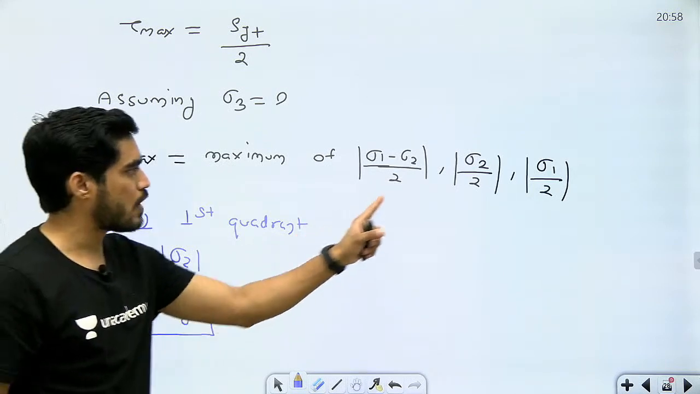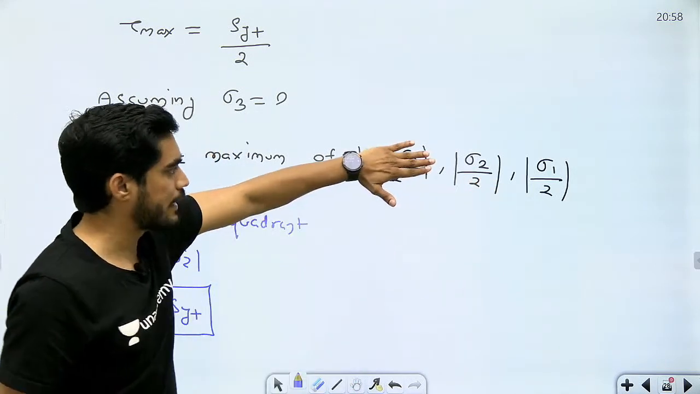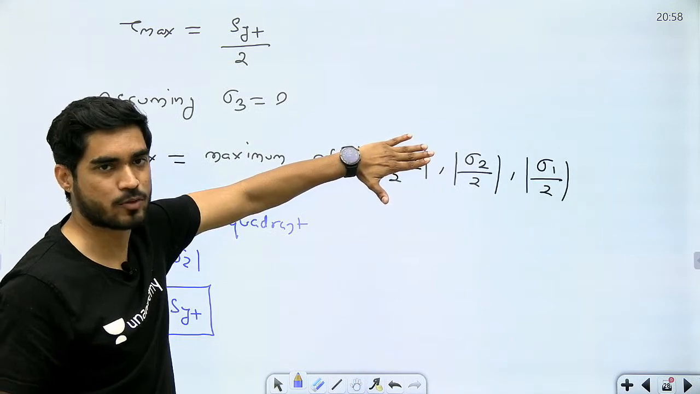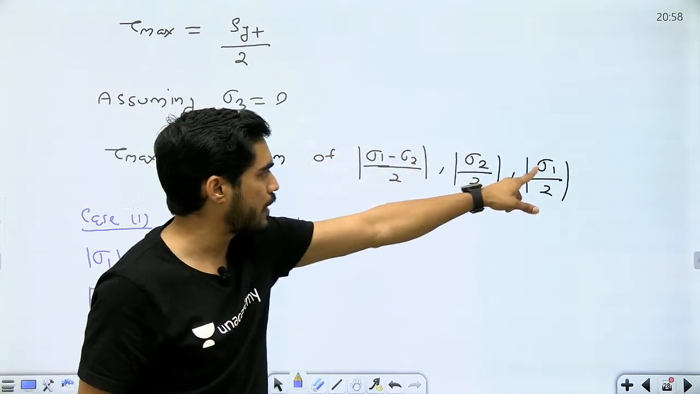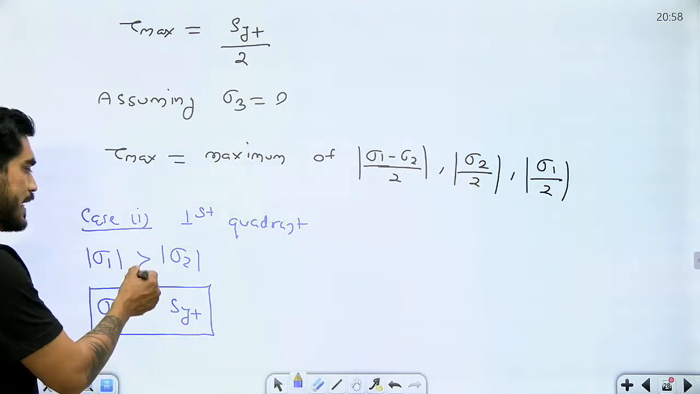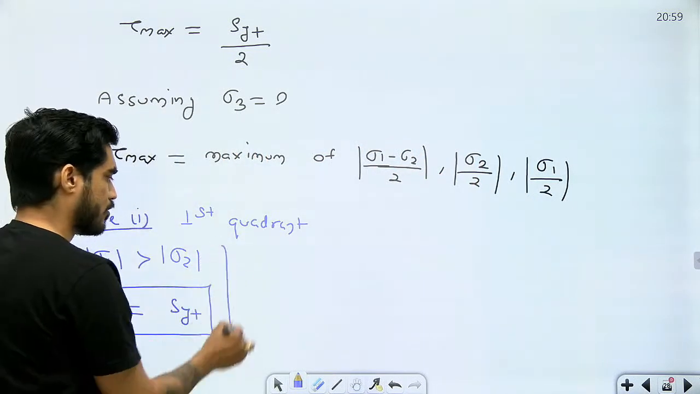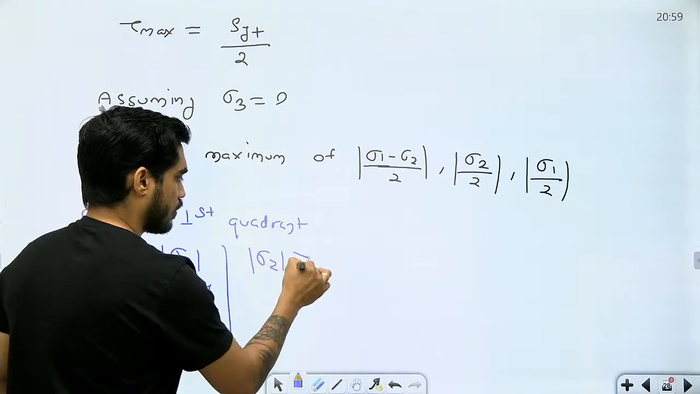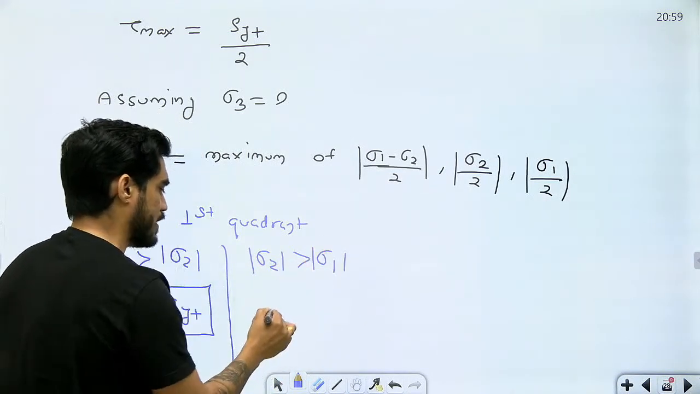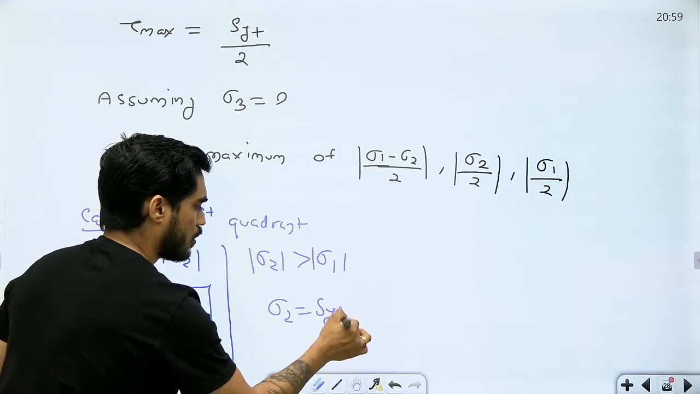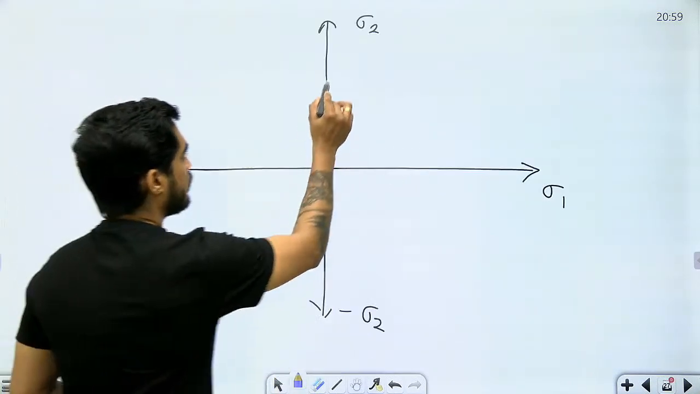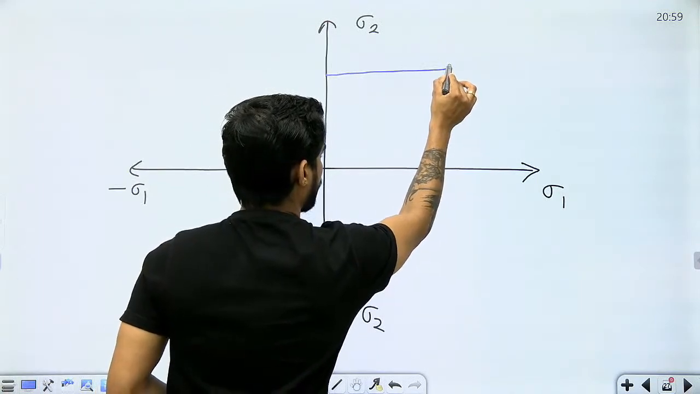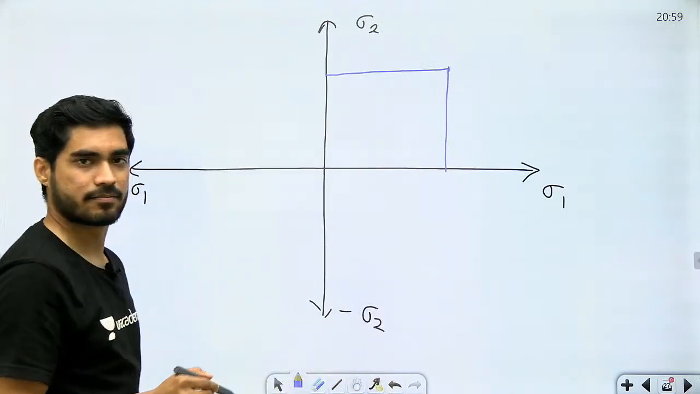अगर sigma 1 बड़ा हुआ sigma 2 से, फर्स्ट क्वाड्रेंट में this will never be maximum because both are positive, so this will never be maximum. So either this will be maximum or this will be maximum. So beta either sigma 1 will be syt or sigma 2 will be greater than sigma 1, so sigma 2 will be equal to syt. Okay, तो फर्स्ट क्वाड्रेंट में you are going to get this, है ना.